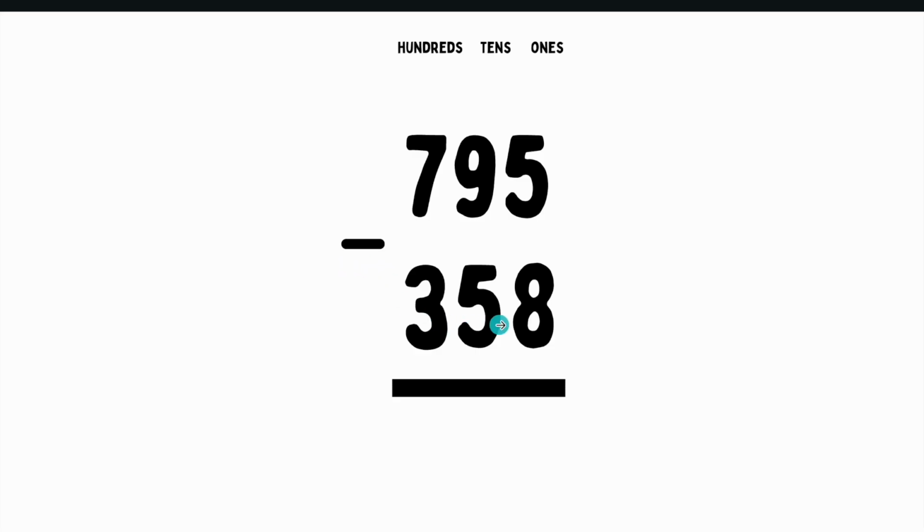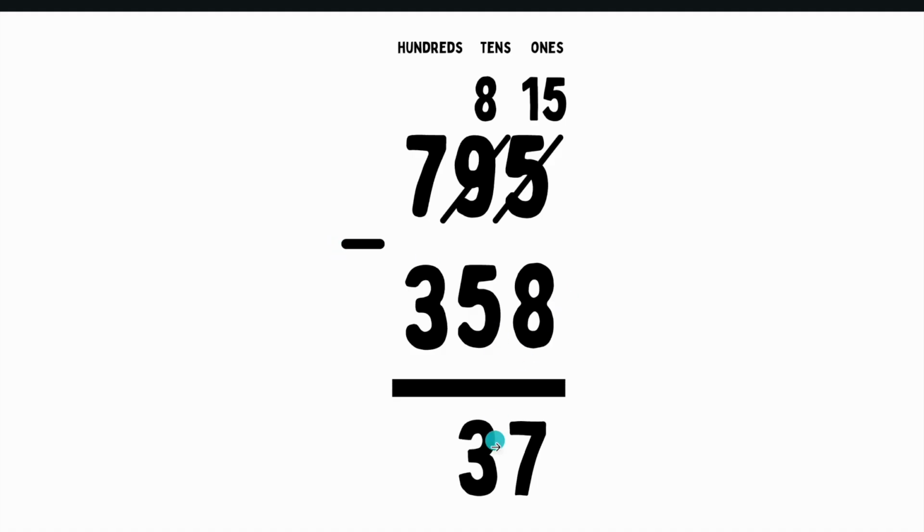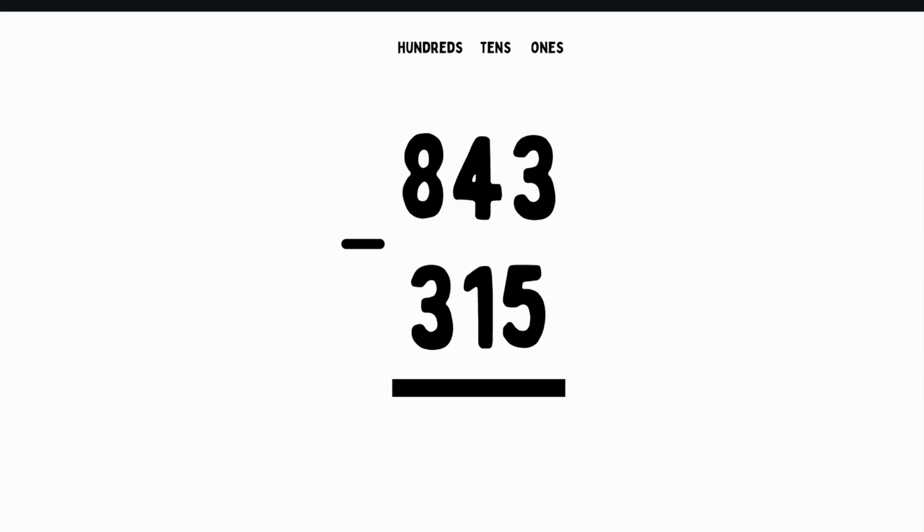795 minus 358. Let's start by subtracting the ones. 5 minus 8. We don't have enough ones because 5 is less than 8. Let's see if we can regroup a 10. We have 9 tens. Let's take one of those tens. Now we only have 8 tens. And let's regroup it into ones. 5 and 10 makes 15. 15 minus 8 is 7 because 7 plus 8 is 15. 8 minus 5 is 3, because 5 plus 3 is 8. 7 minus 3 is 4, because 3 plus 4 makes 7. The difference is 437.